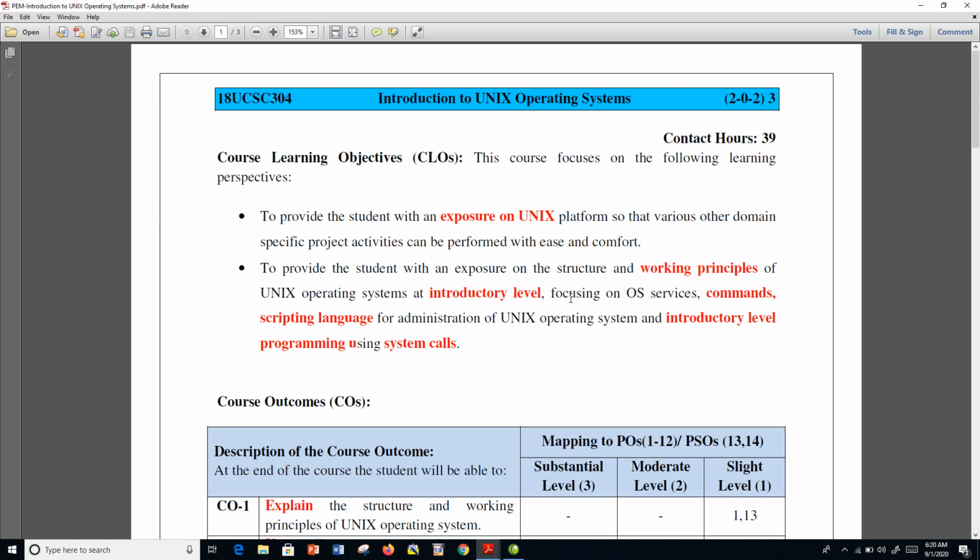command architecture, how exactly the different modules work together, including working principles. It also deals with some part of programming practices as an introductory part to another course, Operating System, which you'll be studying in 4th semester. It includes scripting language for administrative purposes of a Unix operating system and introductory level of programming using system calls. This is the most important course for placement, or otherwise also.